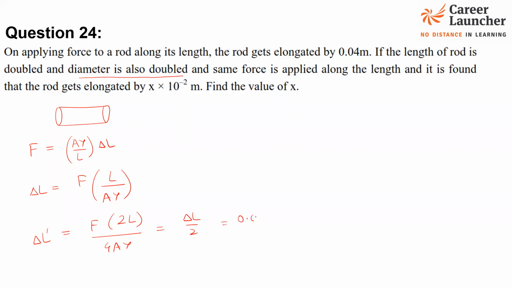So it should be 0.02 meters, or the answer is simply 2, because I can write this as 2 into 10 raised to minus 2 meters. So my value of x would be 2. So it's just a matter of taking the ratios and understanding what formulas to use. So let me keep it on the medium level, because people might have wasted a little more time than required.